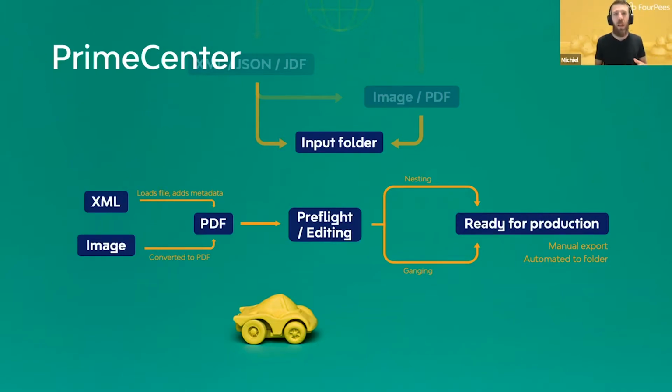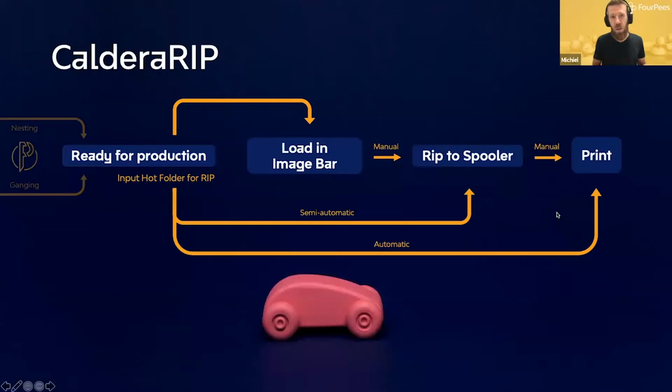Now, again, Prime Center exists in three ways. You have the full manual flow, where you would have to load these files manually into Prime Center and then export the PDFs manually from Prime Center. You have the semi-automatic flow, where all of this happens automated, and you only have to export the file manually, or you have the completely automatic flow, which can do the import automated and the output automated, and which will put this file into a folder, and that folder can then also be the input hot folder for our RIP.